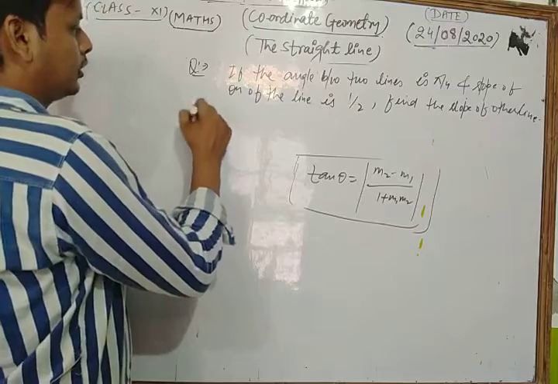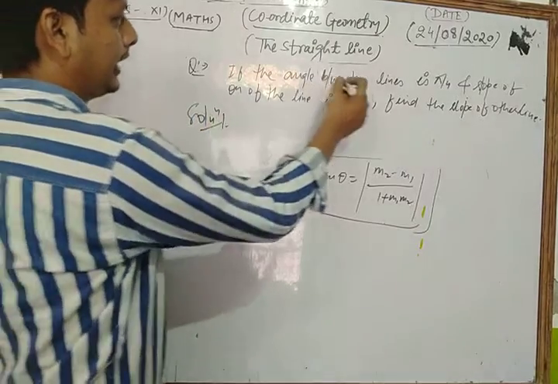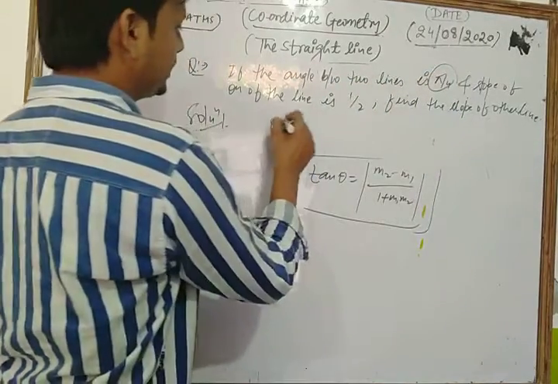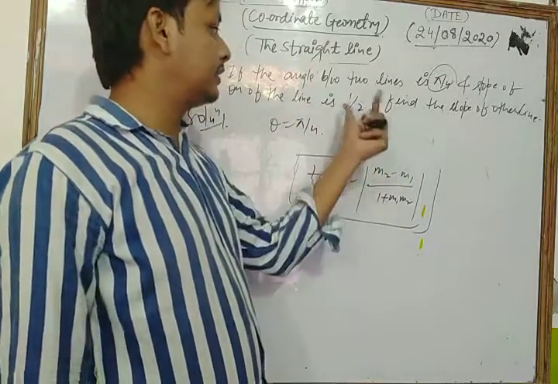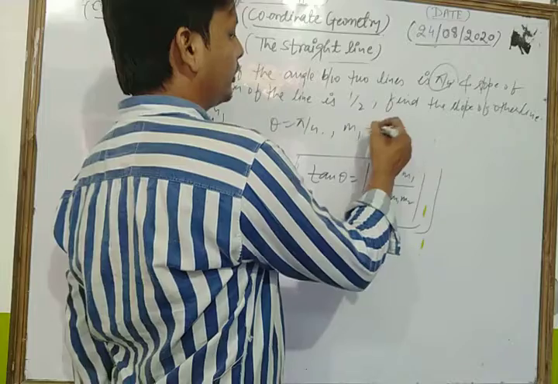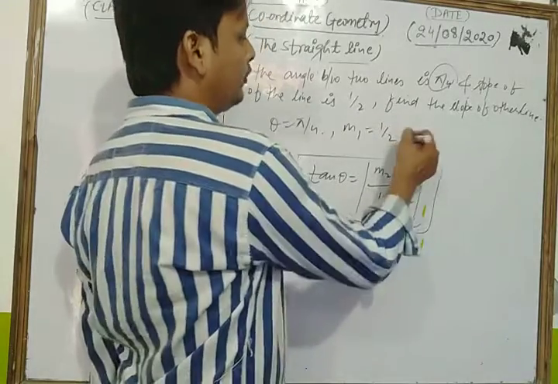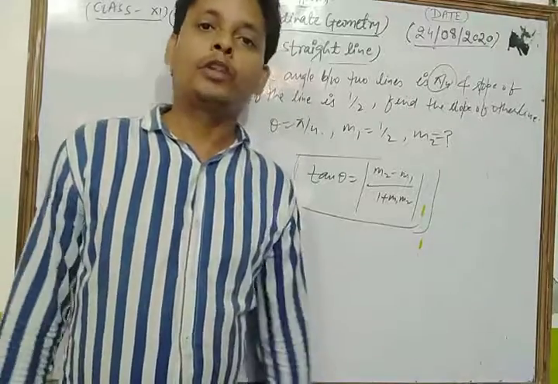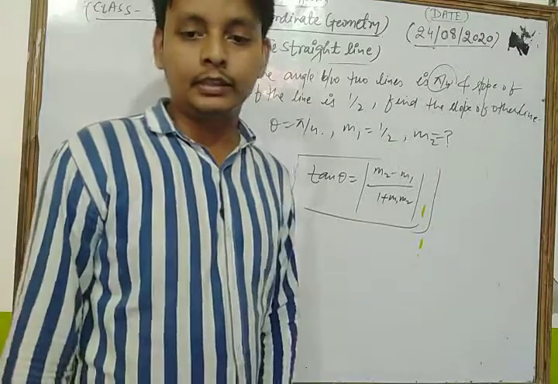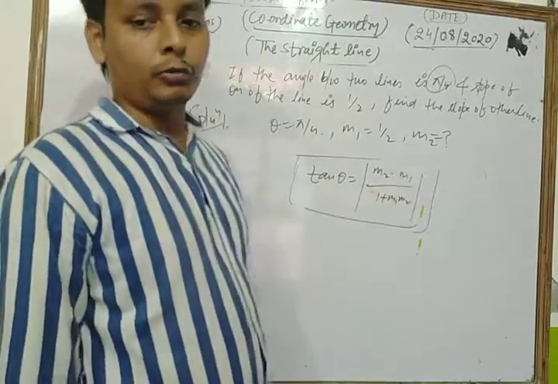Dear student, this is a very important, very easy question. Here the angle between two lines is pi by 4, so theta is pi by 4. Let m1, the slope of the first line, be 1 by 2, which is given, and we have to find the slope of the other line, m2. Now we apply the formula and solve it.